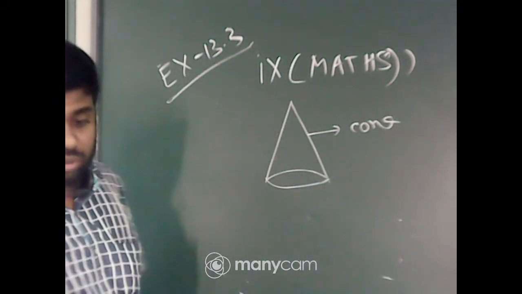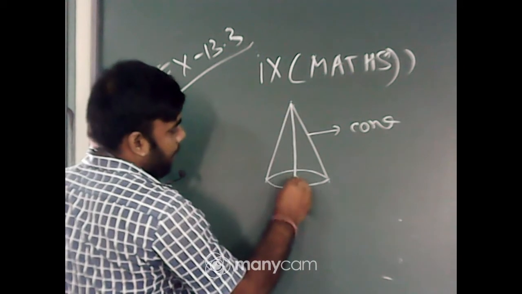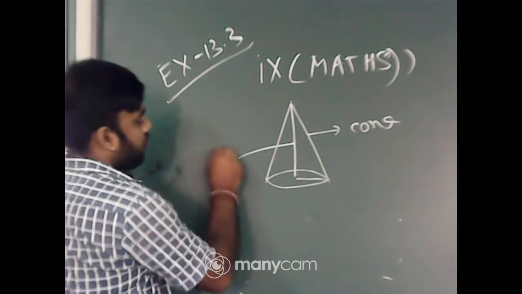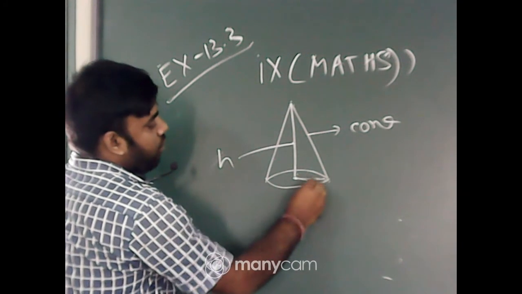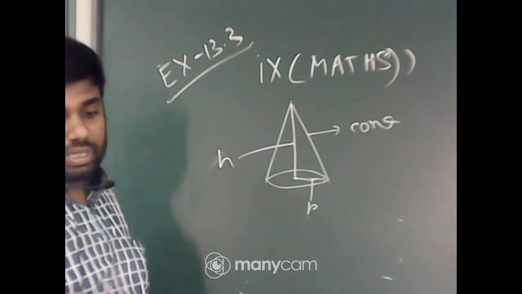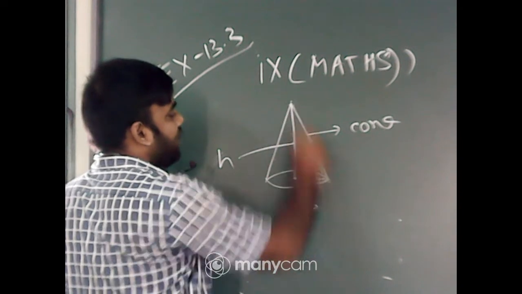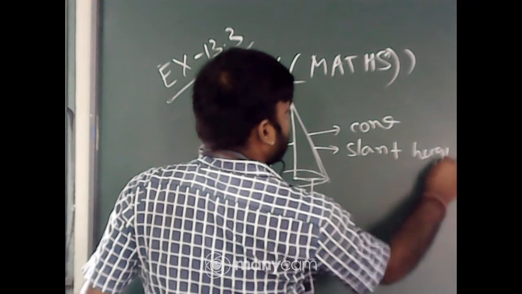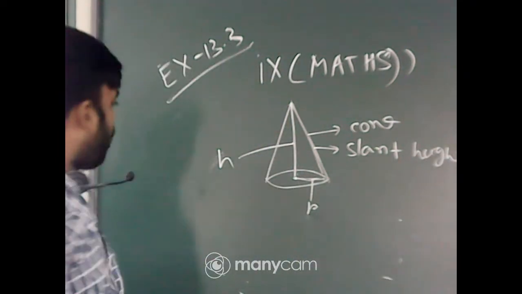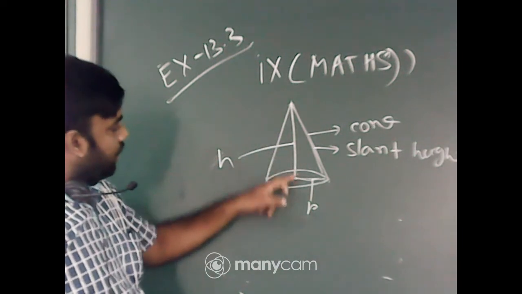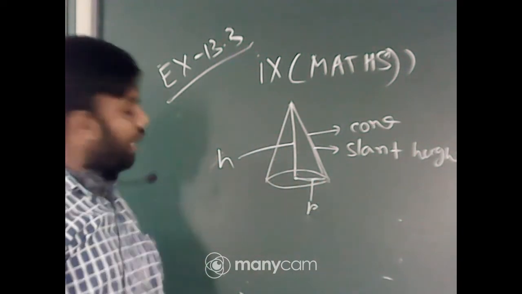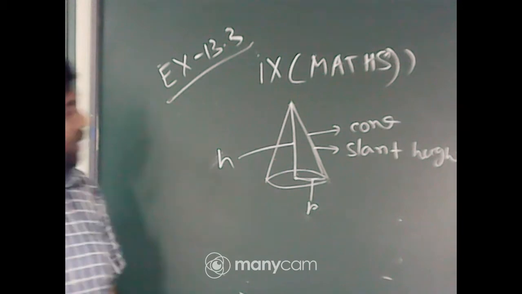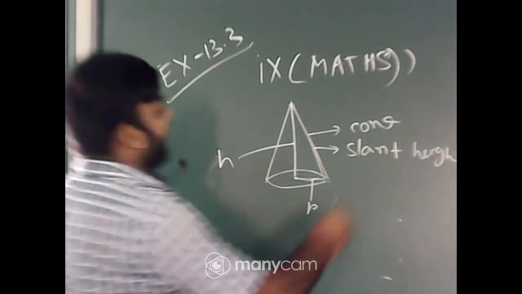Now, the height of the cone means that line. That is the height of the cone. This is called the radius of the base of the cone, and that is called the slant height. Got it, everyone? So these are the parts of it: height, base diameter, radius, and slant height, which is denoted by L.